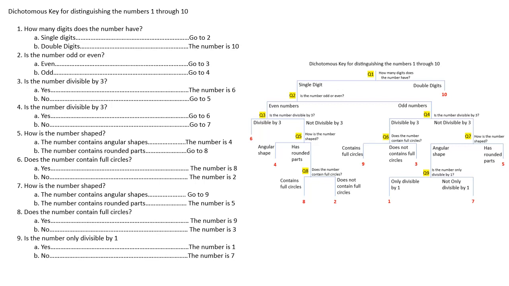And that's one of the things to keep in mind when you're trying to go through a dichotomous key. You can't just start in the middle to try to find your answer. You actually have to go all the way from the beginning, because if you're looking at a number that is odd and it's divisible by 3 versus a number that's even and it's divisible by 3, you're going to get different answers.